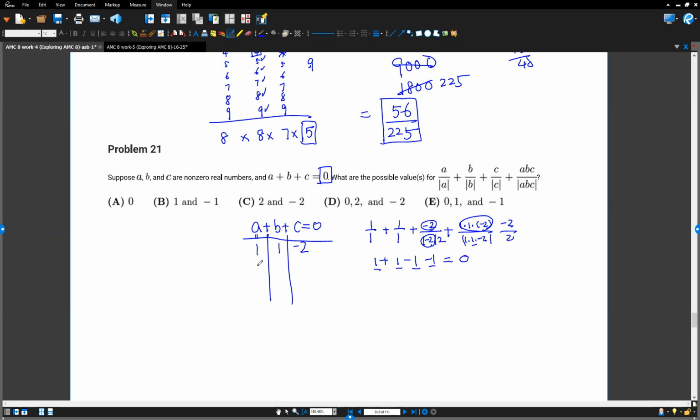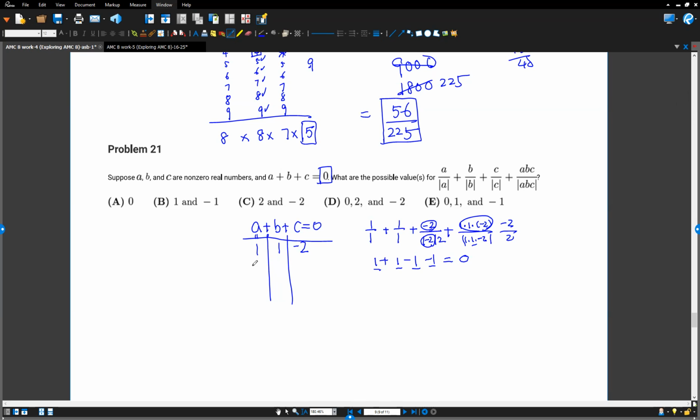You want to choose A equals 0, B equals 3, C equals -2? But we cannot choose that, okay? A is non-zero. We cannot choose A equals 0, so that is no good.